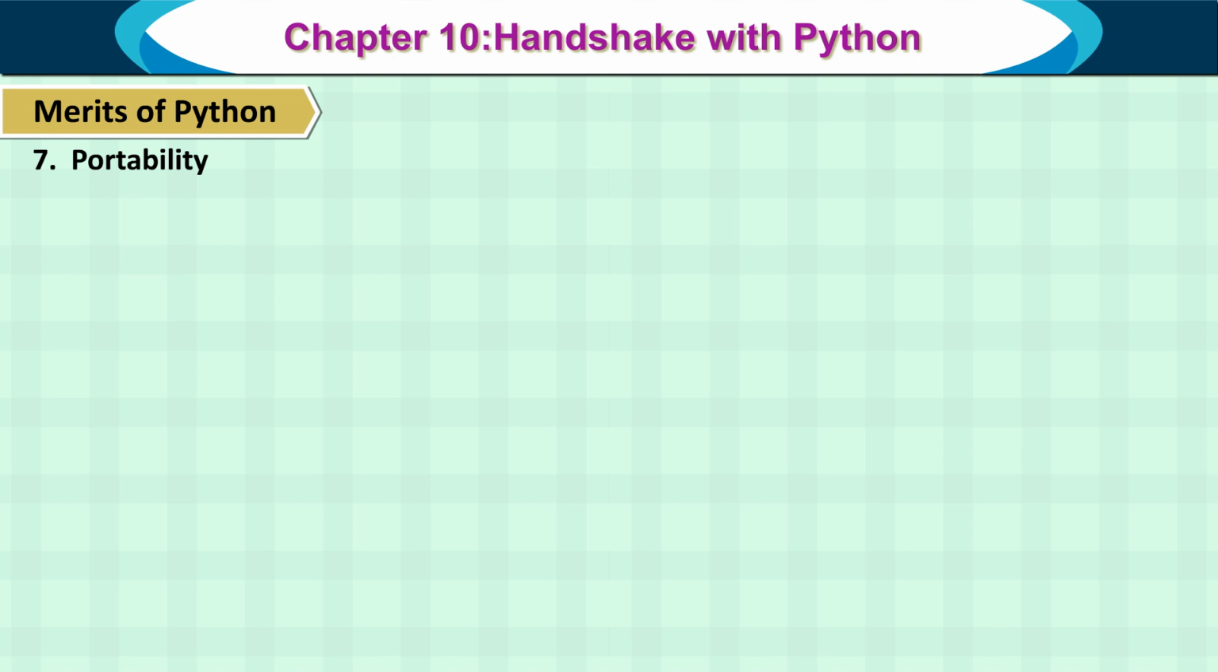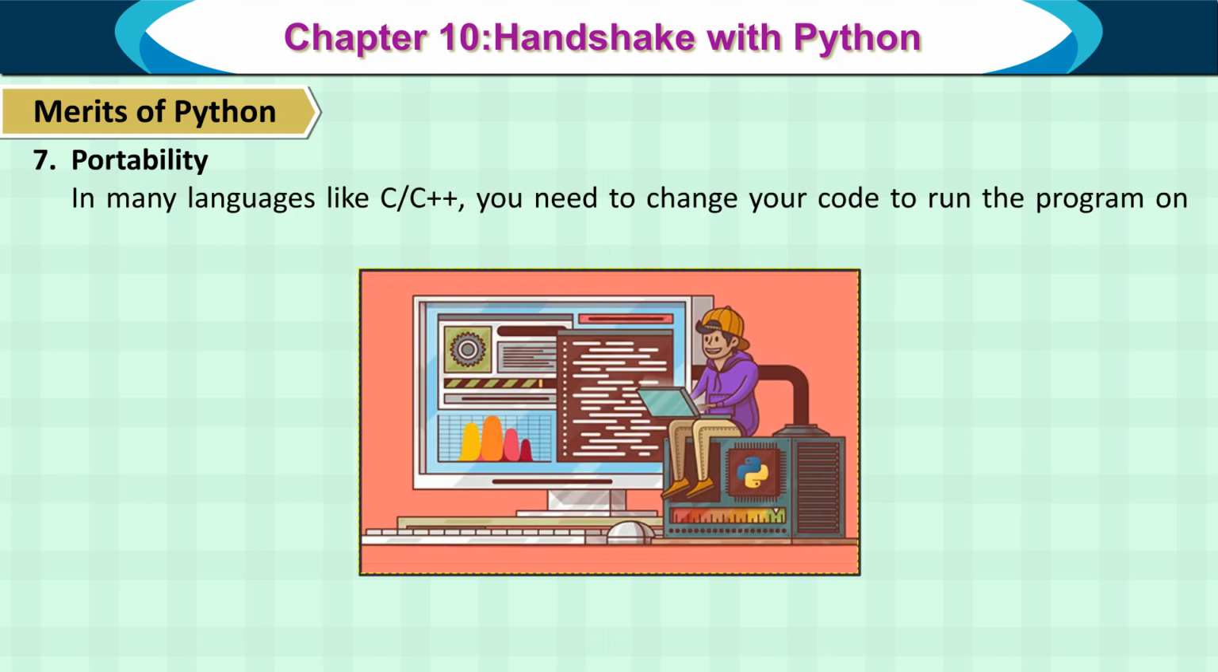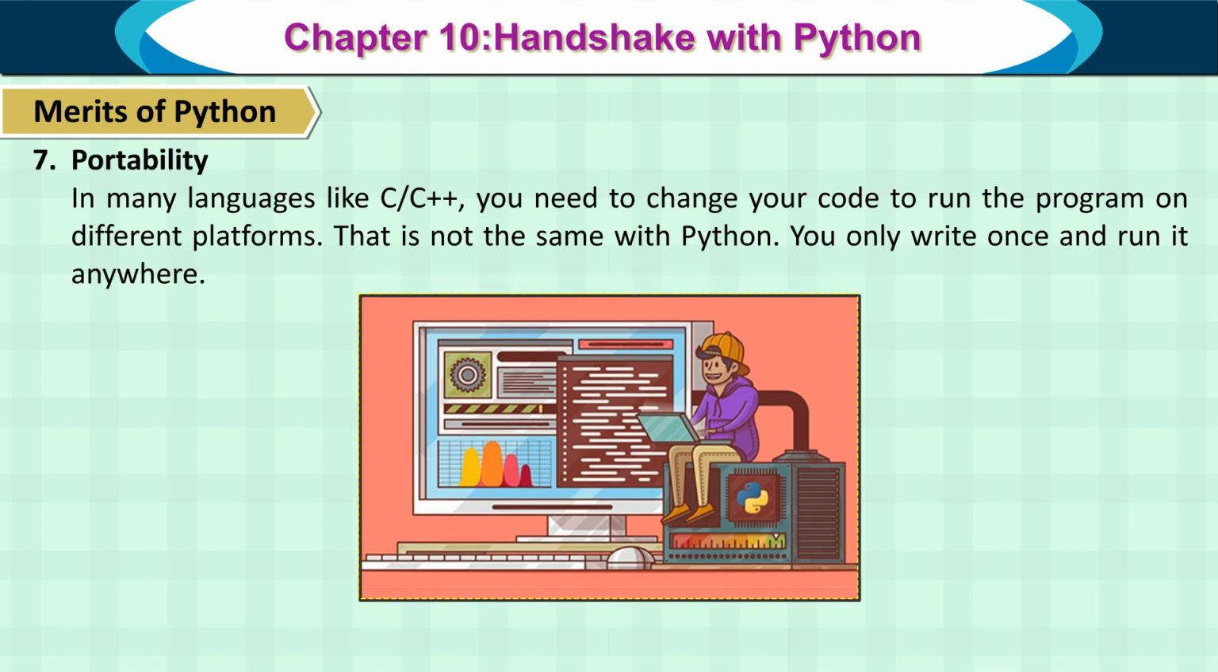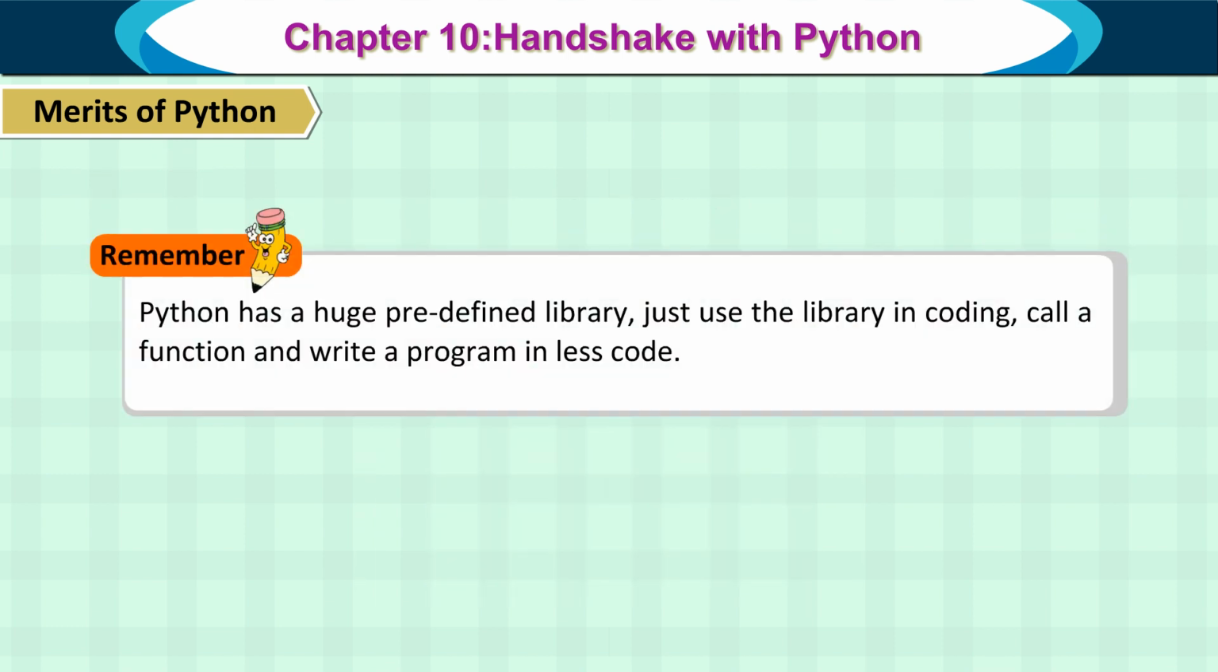7. Portability. In many languages like C or C++, you need to change your code to run the program on different platforms. That is not the same with Python. You only write once and run it anywhere. Remember, Python has a huge predefined library. Just use the library in coding, call a function, and write a program in less code.